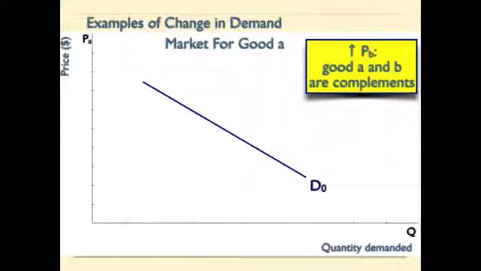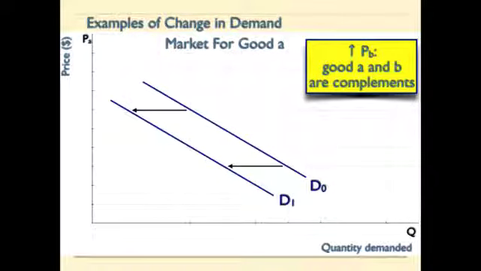And our last scenario here is that we have A and B as complements. We're analyzing the market for good A. This is the demand for A. If we increase the price of B, that means, since A and B are used together, as the price of B goes up, it's going to be more expensive for individuals to use good A. So the demand curve is going to shift to the left.